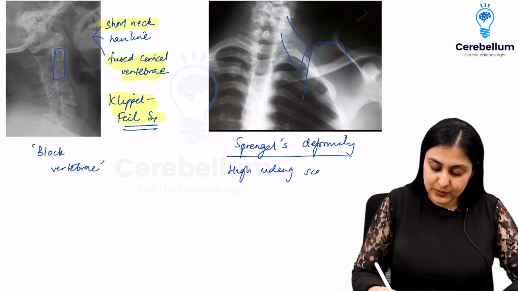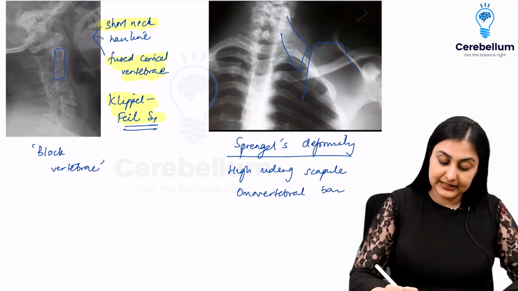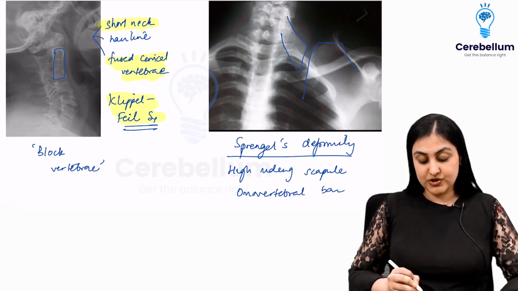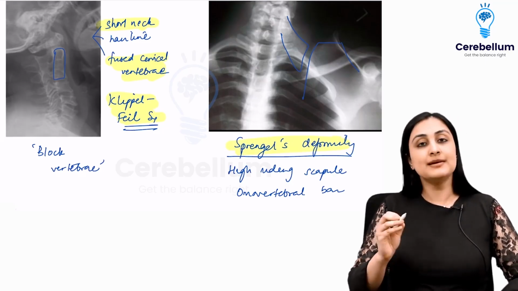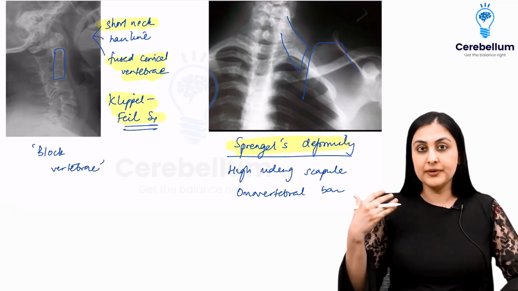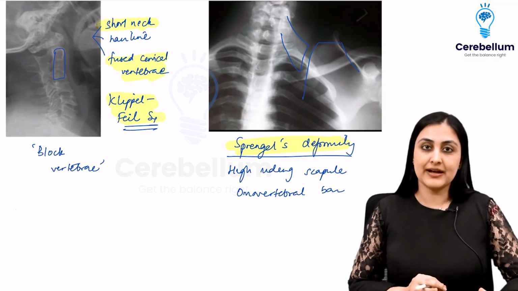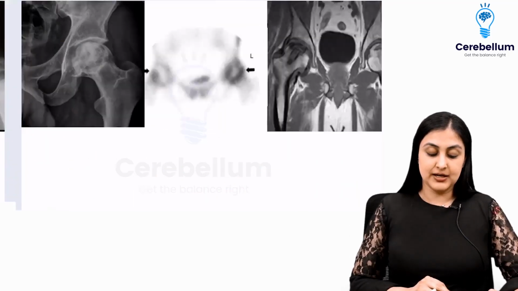And here you frequently have this bony bar which is called the omovertebral bar. So there's a bar connecting the vertebra here, omovertebral bar. This is the Sprengel's deformity. Okay. So these are two associations of the pediatric pathology of the spine of the cervical vertebrae. Alright, so this is about that.